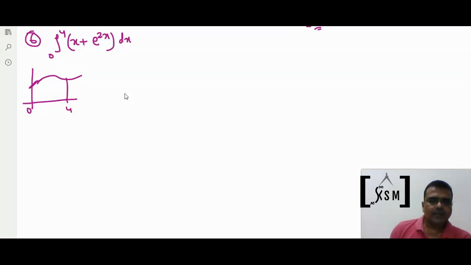So my first rectangle would be, the width of each rectangle is h anyway, and the first rectangle would be for f of 0, the first rectangle, right? And the height of the second rectangle would be, if this is 0 and the width is h, so this x value is h, right? So the second rectangle height would be f of 0 plus h, which is just h. So I'm writing f of h only.